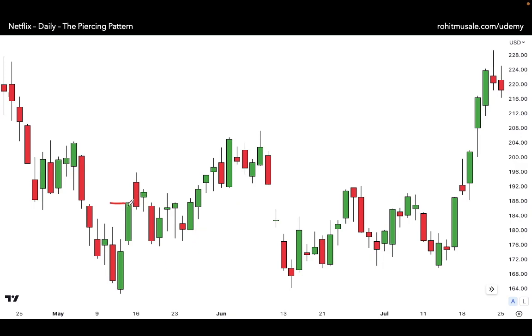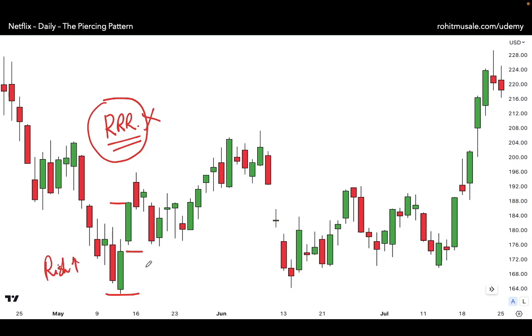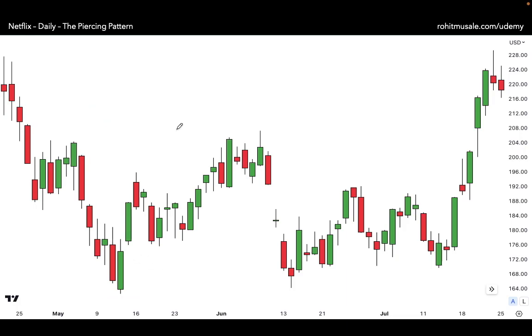So your entry point is here, your stop loss is here, and your reward to risk ratio has gone out of the window. You cannot take the trade. So that's a trade-off. If you wait for price confirmation, your reward to risk ratio falls. And if you don't wait for price confirmation, then your risk goes up since you are taking the trade here without taking as many confirmations as you can. So that's the piercing pattern, which I wanted to discuss briefly.